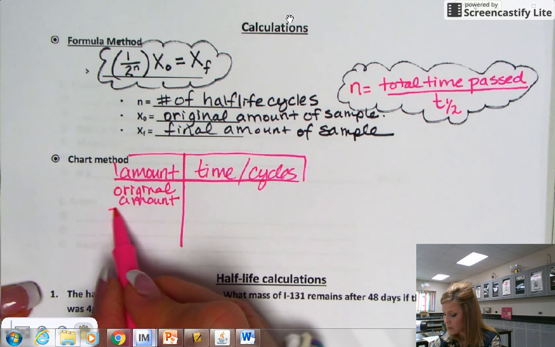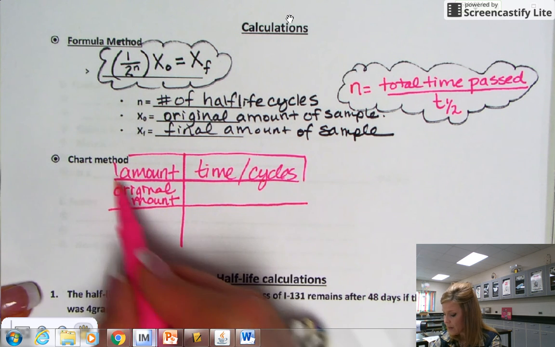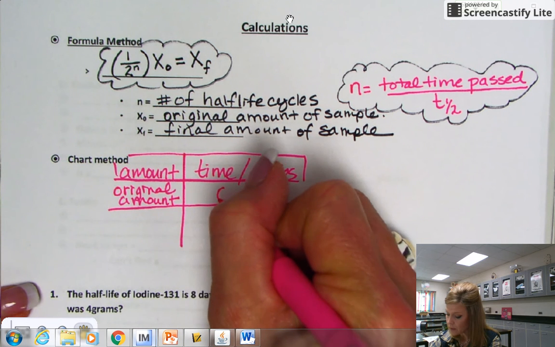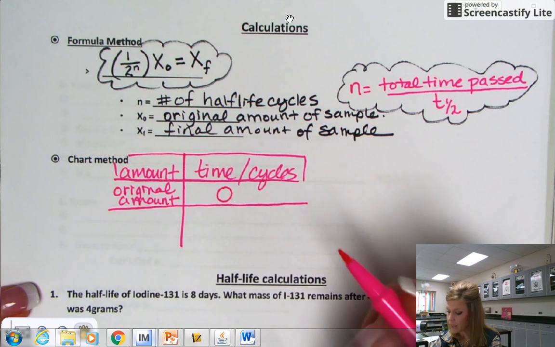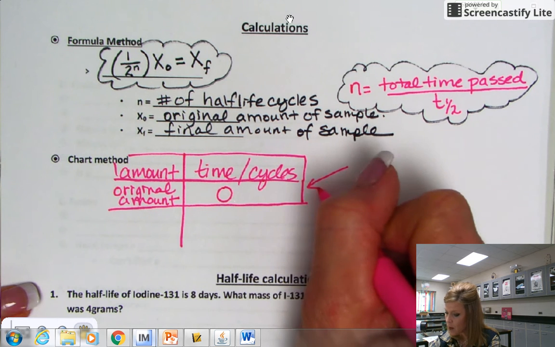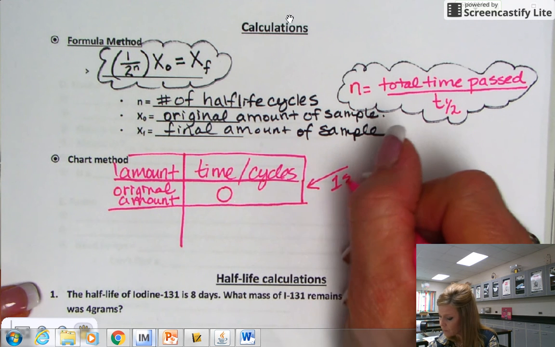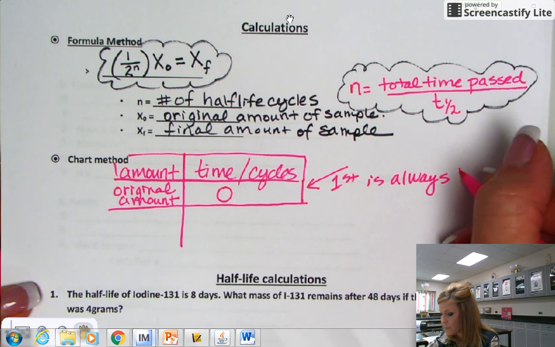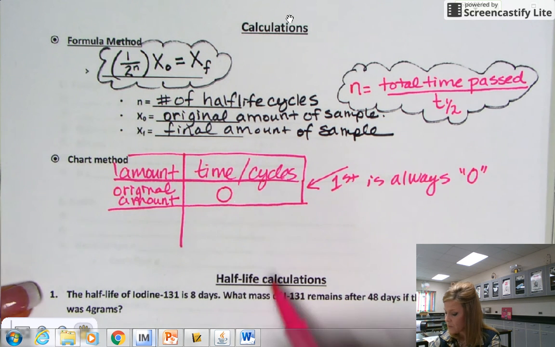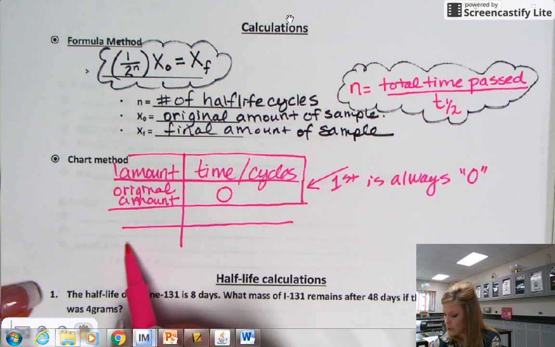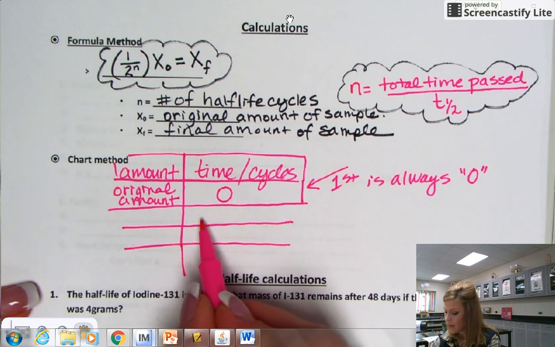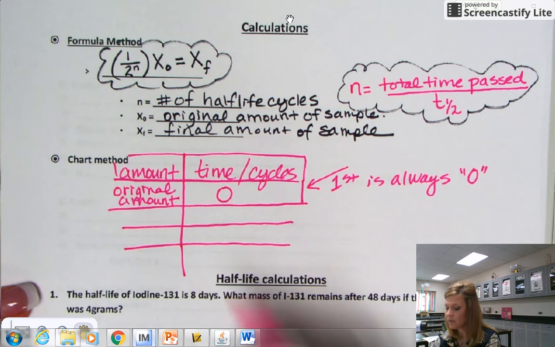In your first row, what's very important using this method is that you remember in the very beginning, no time has passed by. So you're always going to say 0 under the time or the cycles. So this right here must always be 0. And then you just have to think this through. This can get kind of long if you've had a lot of cycles go by. So you just make your chart and you cut it in half, cut it in half, cut it in half, cut it in half, divide by 2 each time.